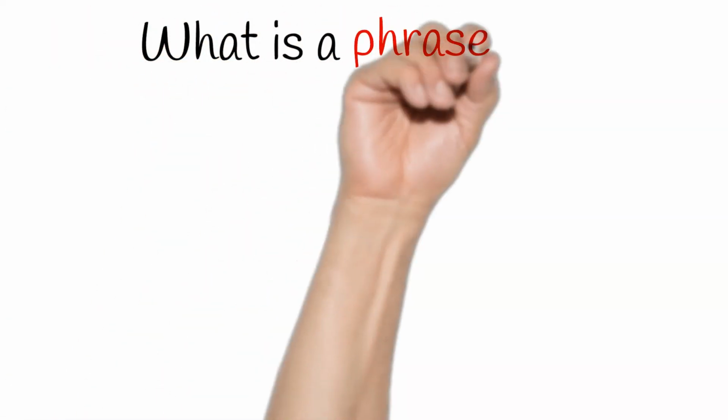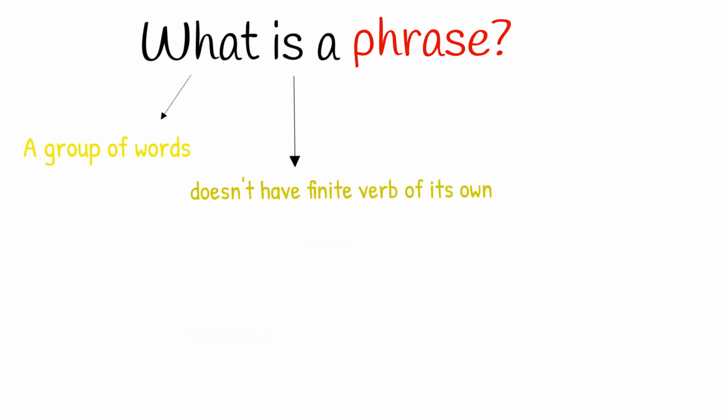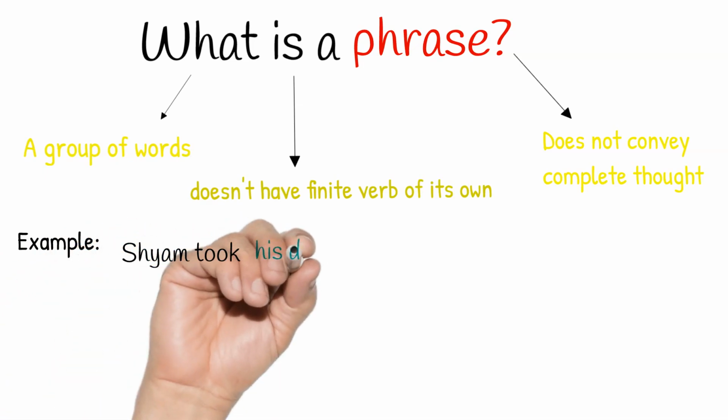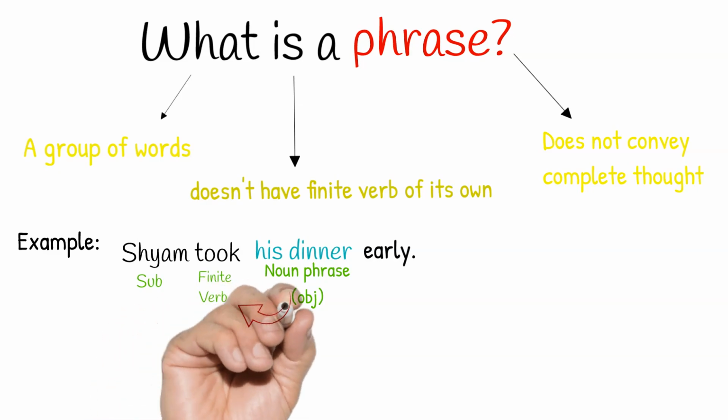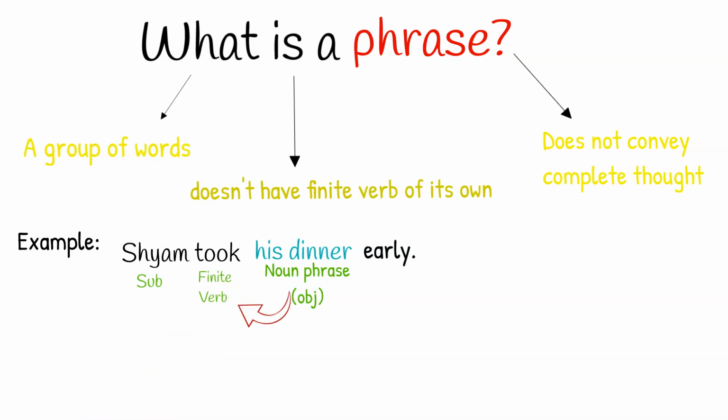What is a phrase? A phrase is a group of words without having any finite verb and does not convey any complete meaning. Let's take an example. Shyam took his dinner early. Here took is the finite verb and Shyam is the subject of the verb. If anyone questions that Shyam took what? The answer would be his dinner.